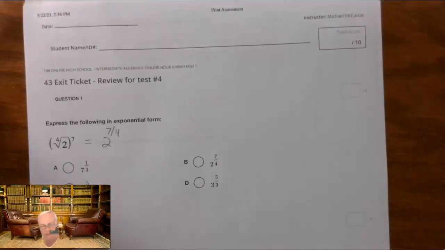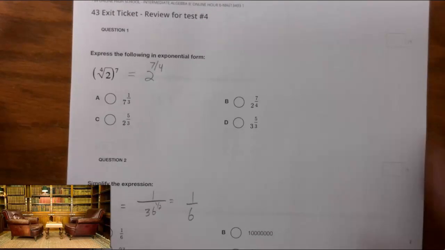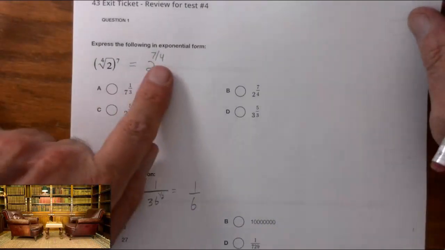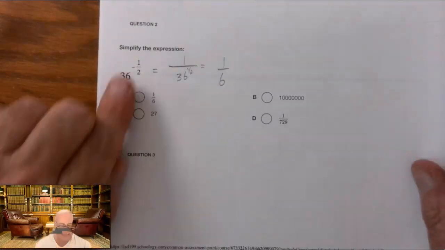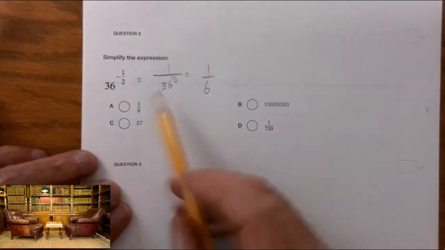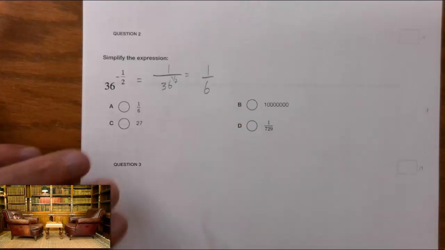All right, let's go straight to the exit ticket. All right, a lot of these are very simple. It's a notation. Again, the index goes on the bottom. The power, the exponent, the power goes on top. All right, the negative just means 1 over. So this is 1 over the square root of 36. The square root of 36 is 6.